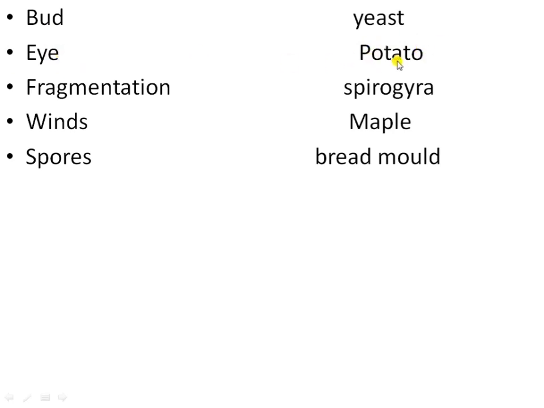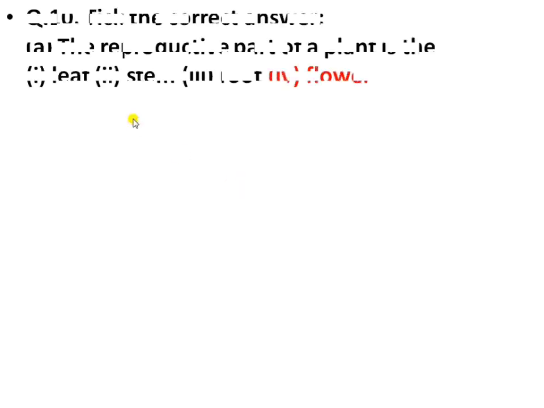There are several scars present on the potato. These are known as eyes. Fragmentation occurs in Spirogyra. Wind is a dispersing agent in the maple plant. Spore formation occurs in bread mold. Moving on to the next question.